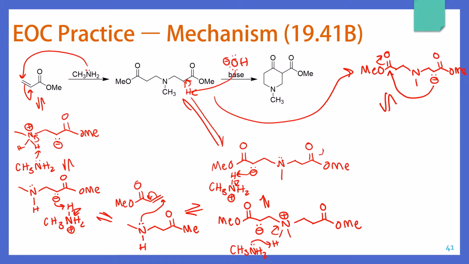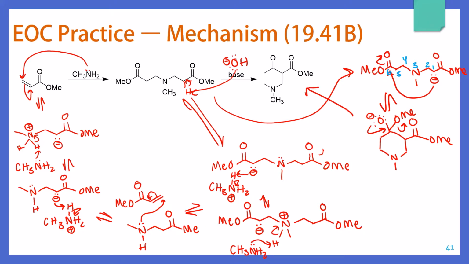And we are going to create a ring that is 1, 2, 3, 4, 5, 6 members, including the nitrogen. And then by collapsing these electrons to form a pi bond and kicking out methoxide, we get to our product.